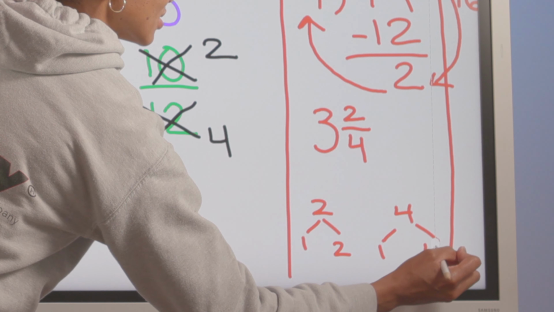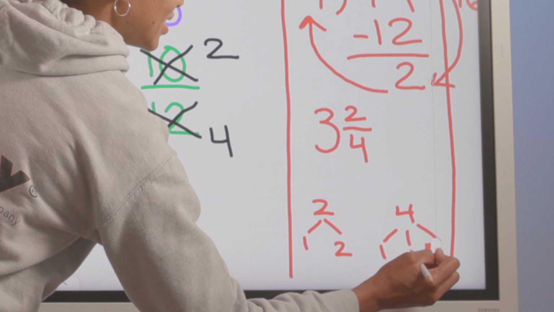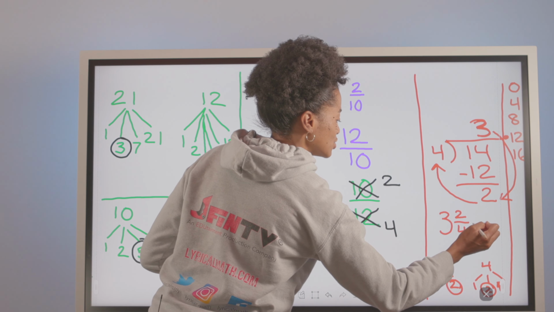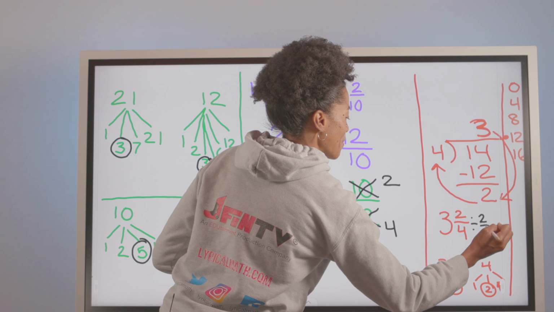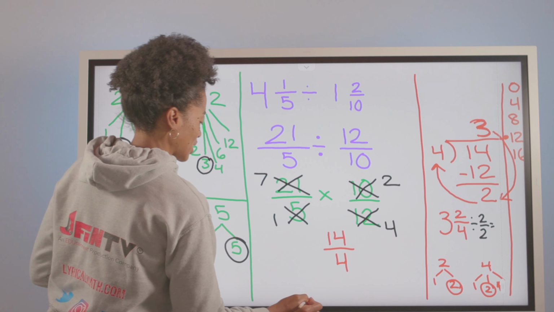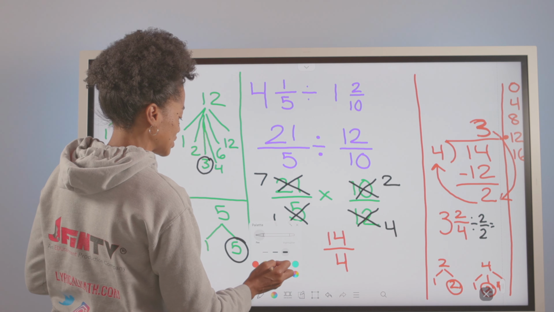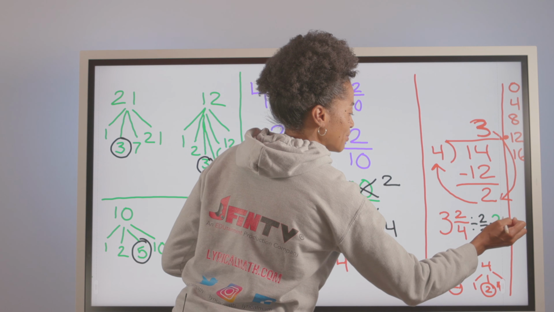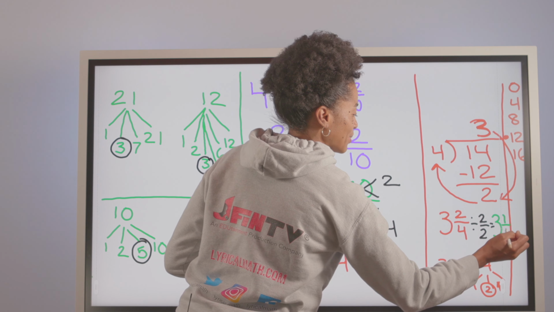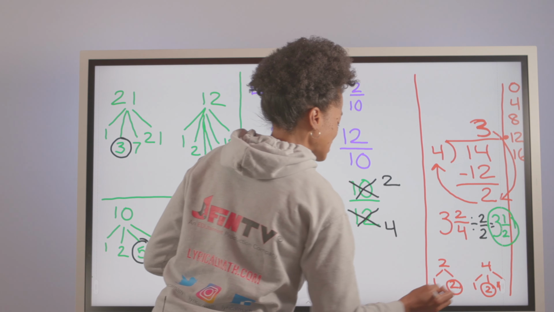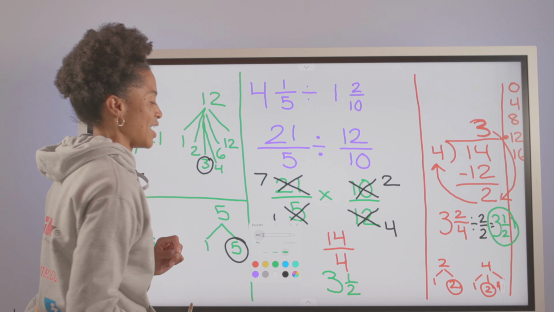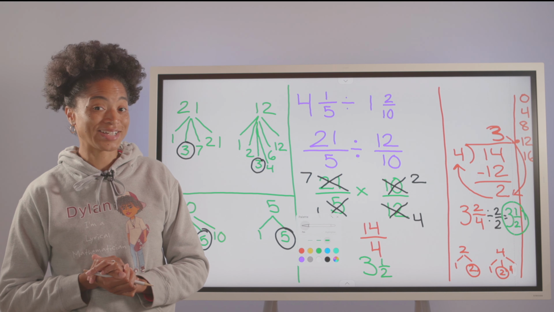All right, so when I look at their factors, I just noticed that their GCF is 2. So in this case, I'm going to divide both the numerator and the denominator by 2 to get my actual final answer. That 3 whole is still going to be there. So this becomes 3, and 2 divided by 2 is 1. 4 divided by 2 is 2. So technically our answer is 3 1/2. We are done.